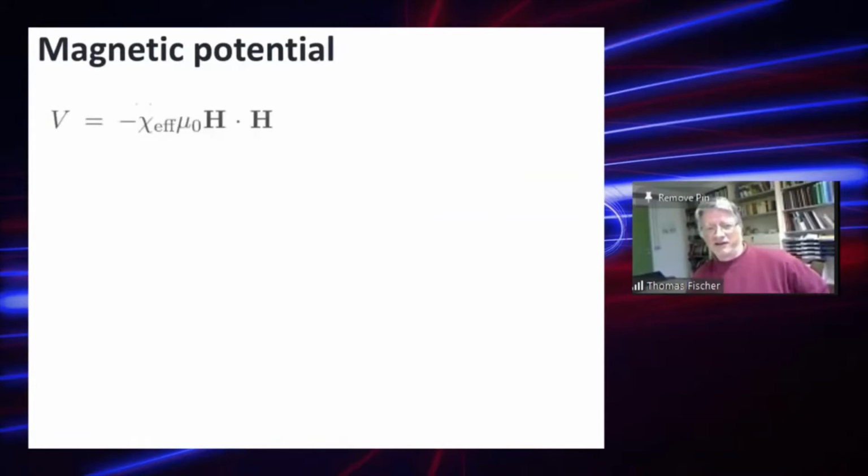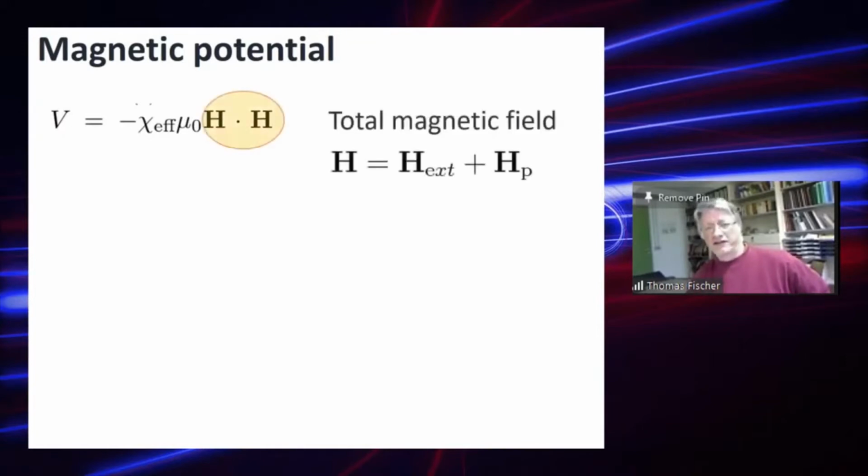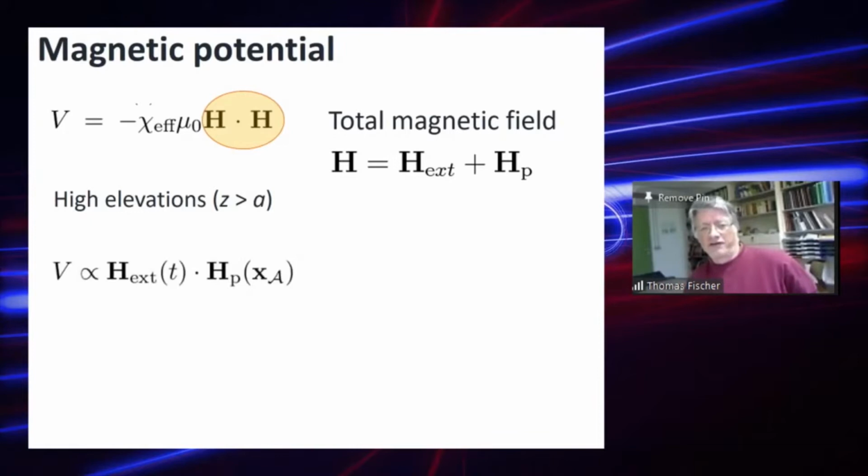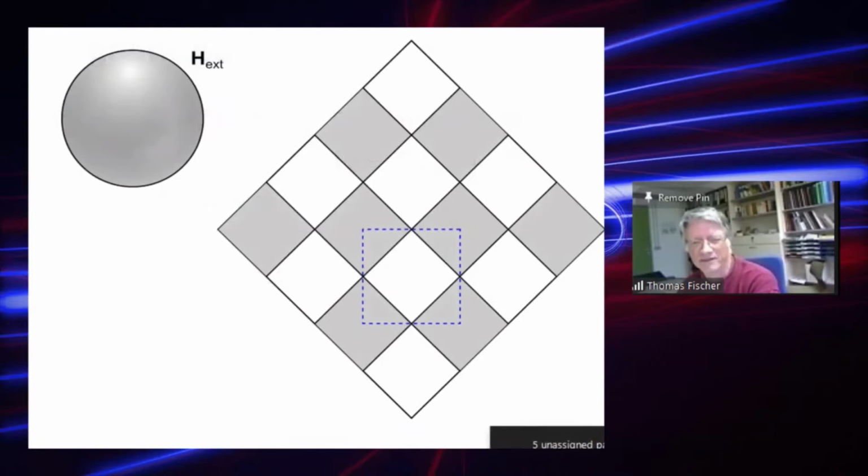And this is done the following way. We have a magnetic potential. Since the particles are paramagnetic, it is proportional to the field squared. It's the total magnetic field, and the total magnetic field is a superposition of the external field and the pattern field. If the colloids are at elevations far above the pattern, we can simplify this potential by a scalar product of the external field that depends on time with the pattern field that depends on space. It looks like a spin-orbit interaction, very similar, and therefore you get very similar phenomena.